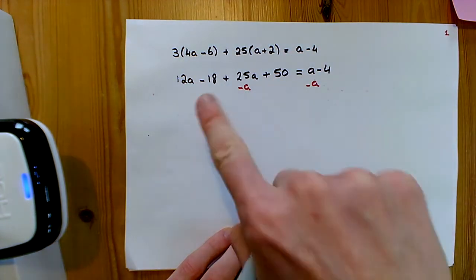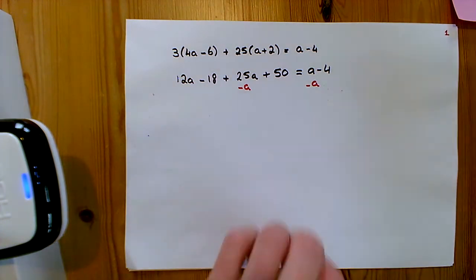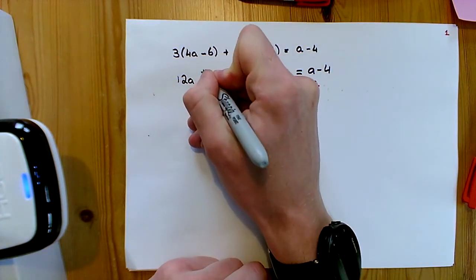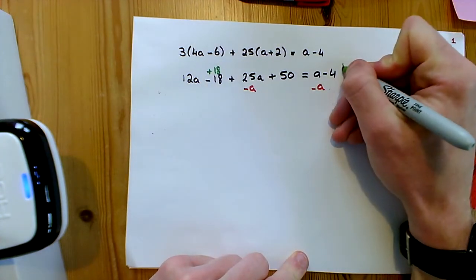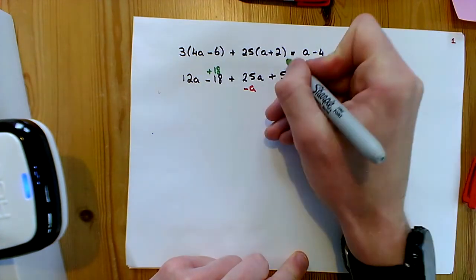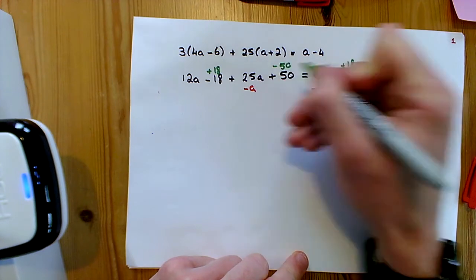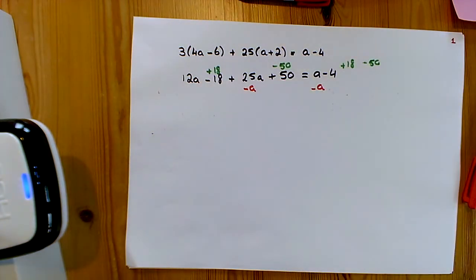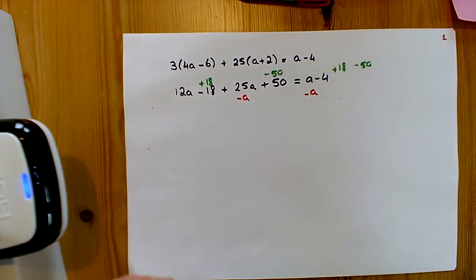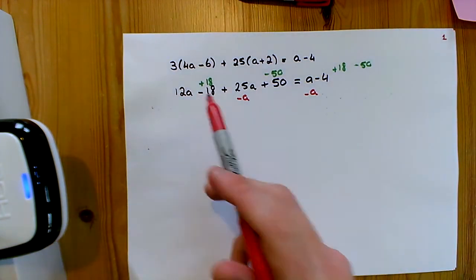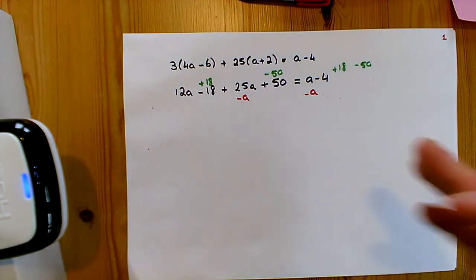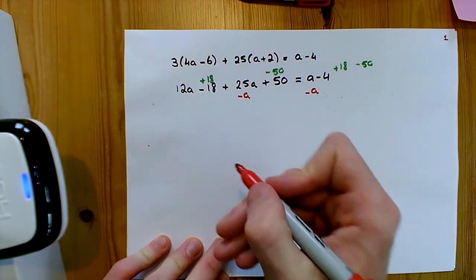Okay, and now to get my numbers over on the right hand side, I'll just use a different color. I will have to add 18 to both sides, and I will have to subtract 50 from both sides as well. And I could have made my life slightly easier here by combining things initially. Like I could have had 50 minus 18 and then just move the solution of that, which would be 32, but I'm just going to do it the longer way here for now.